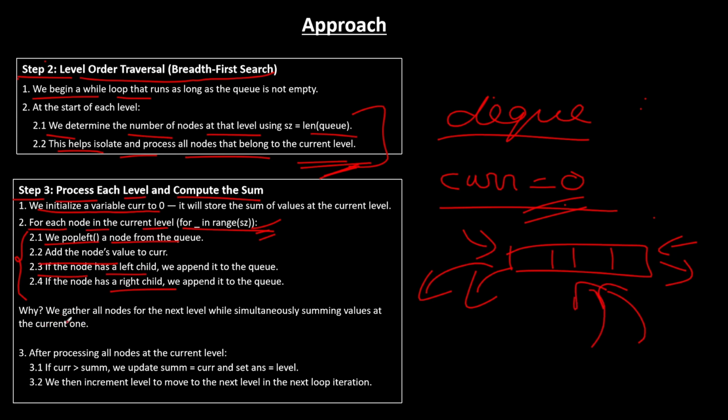And why do we do this? Because we gather all nodes for the next level while simultaneously summing values at the current level. If you can see, we're summing the values at the current level without storing anything, and we're pushing the child nodes to the queue. After all the nodes at the current level are processed, we check if current is greater than the sum. We update the sum and set the answer to the level. This is the final check which we do after each level. We then increment the level to move to the next level in the loop iteration. That's the common thing.